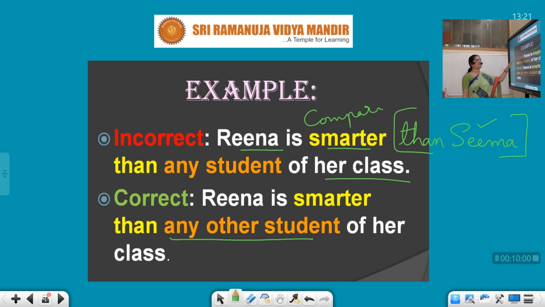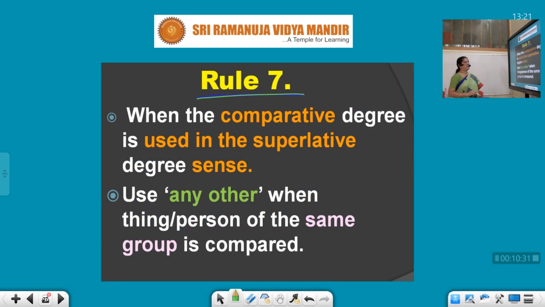So what is the incorrect sentence? This is also going to come as a correction of sentences. Reena is smarter than any student in her class. Any student we are not supposed to use. We have to use any other student in the class. I repeat again, any other student means no student is as smart as Reena. That's the meaning. So no other student is as smart as. So this is incorrect. You're not supposed to say any student, you're supposed to say any other student. So look into your rule 7.